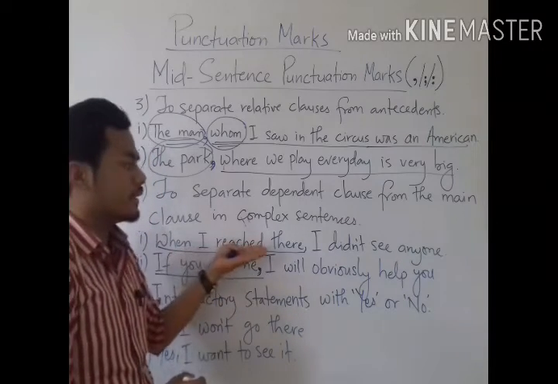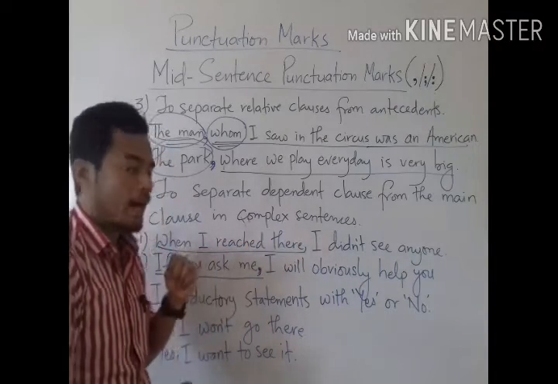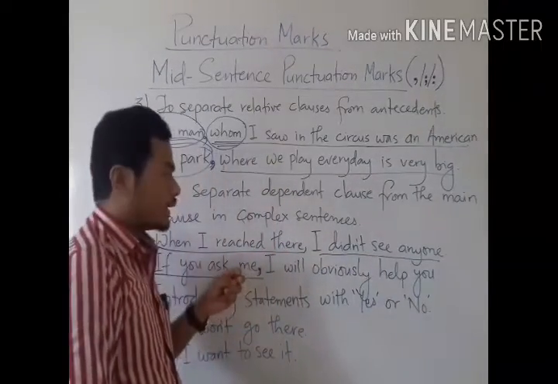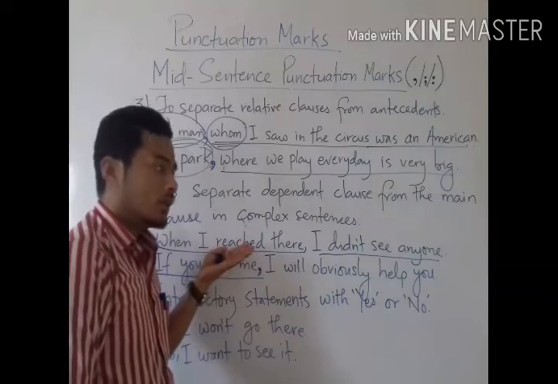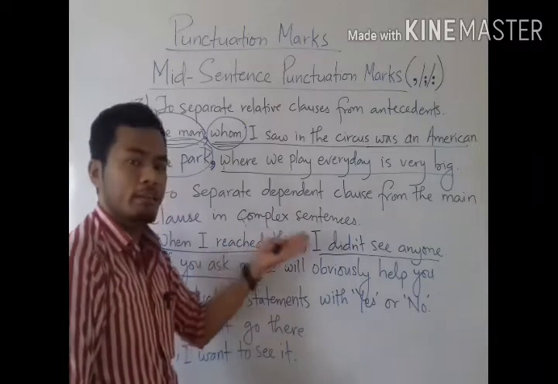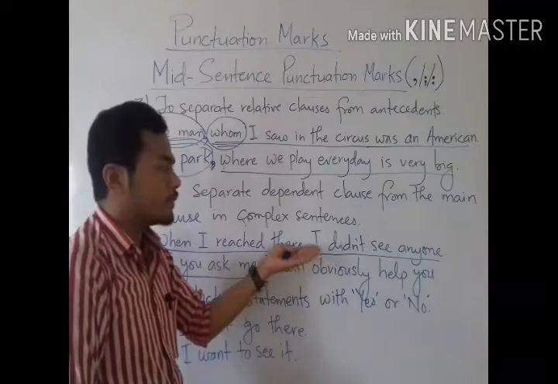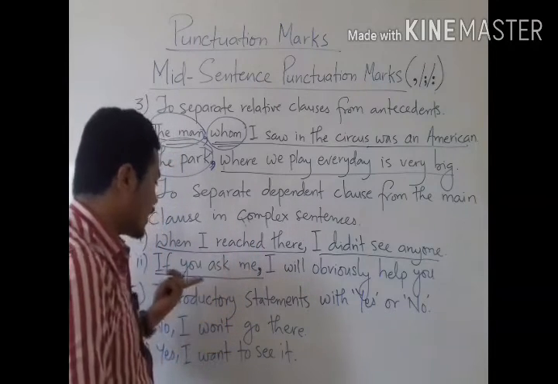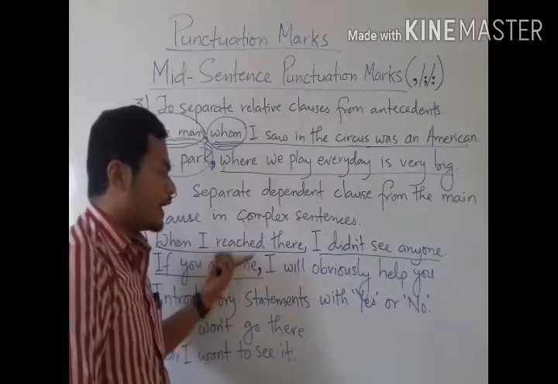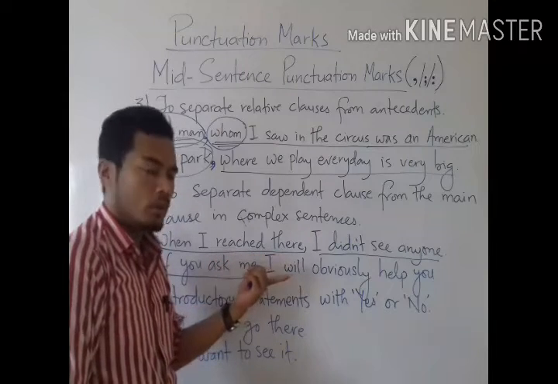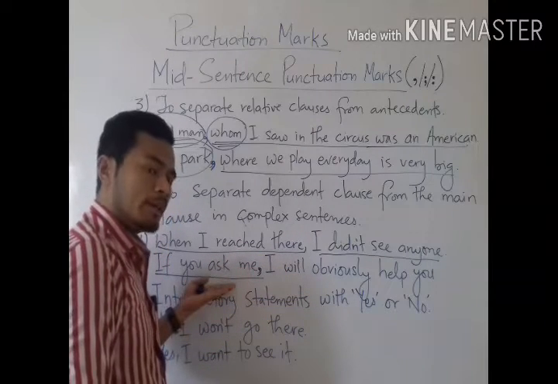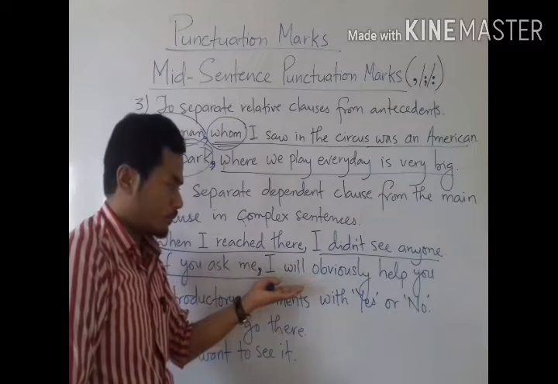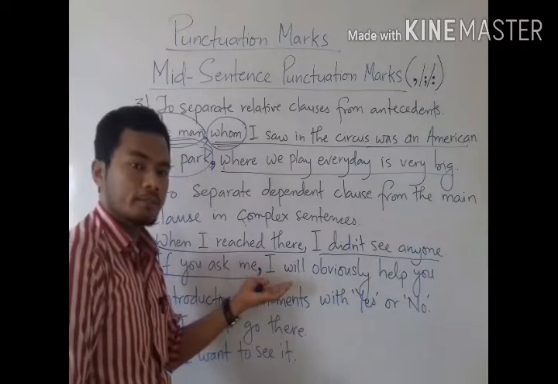See, when I reach there, I didn't see anyone. I didn't see anyone is an independent clause. So here these two dependent and independent clauses together have made one complex sentence. And here also, if you ask me, comma, I will obviously help you. So first I have used a dependent clause and then comma and an independent clause. This is the condition.